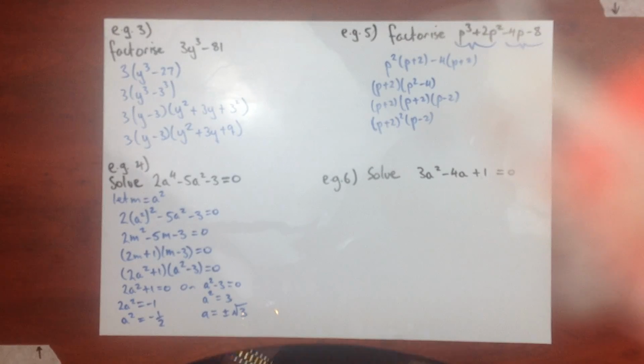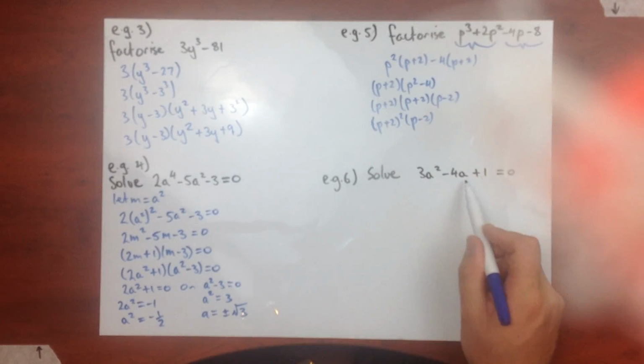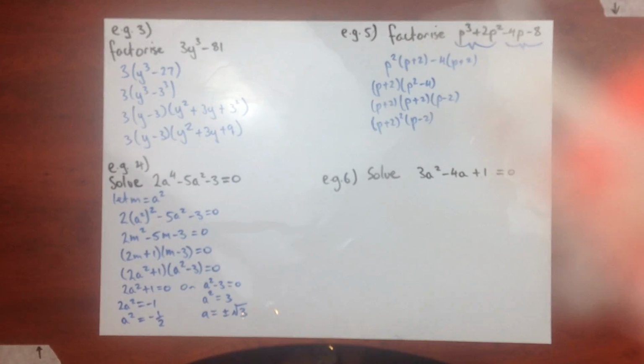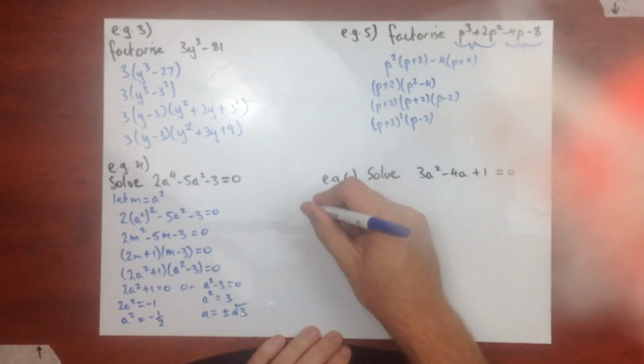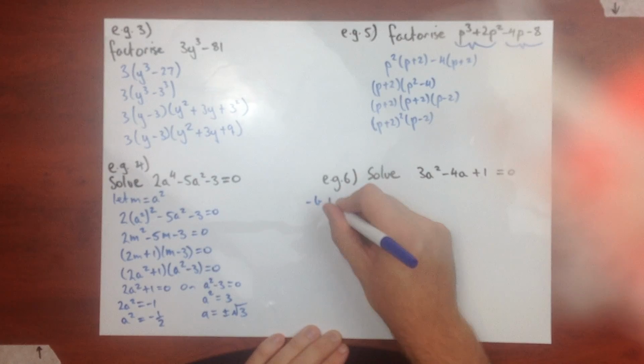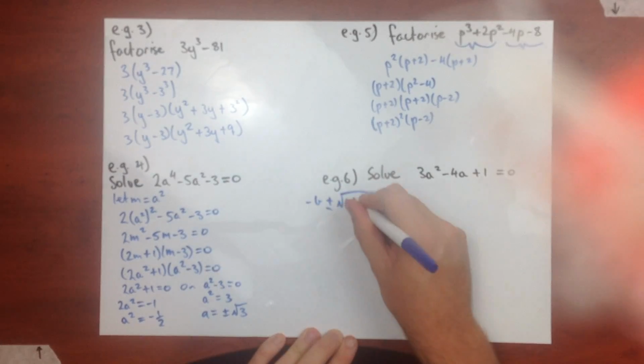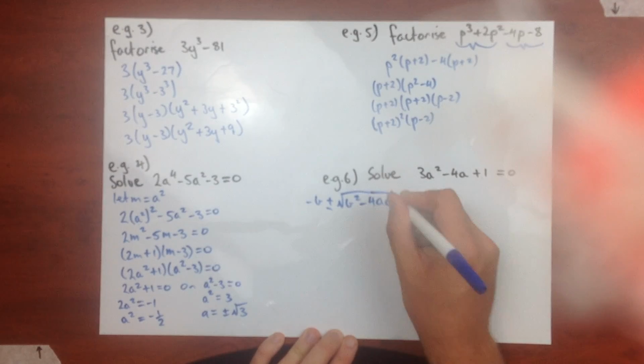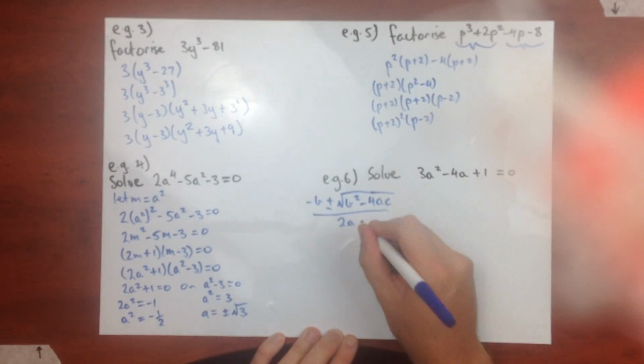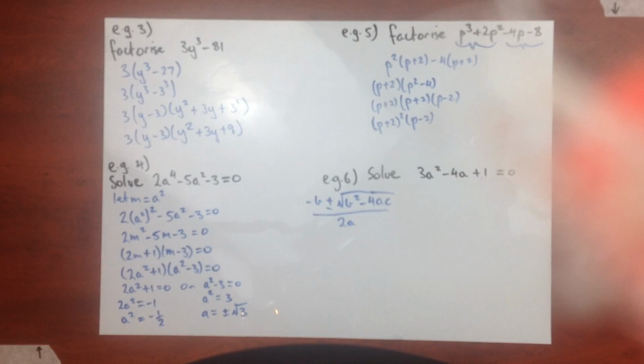Our last one is solving 3a squared take 4a plus 1 equals 0. So we're going to look at this and go, it's in the too hard basket, and we want to jump into our general quadratic formula. Now you might be able to work through this without the general quadratic formula, but we just want to use it for this example. So remember our general quadratic formula is minus b plus or minus the square root of b squared minus 4ac over 2a. Now you might not know that off the top of your head yet, but you need to learn that and make sure you remember it.